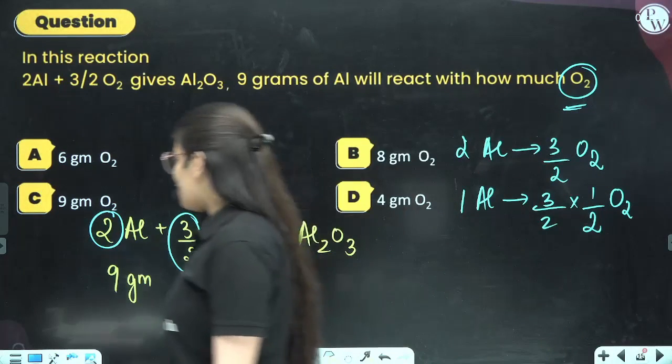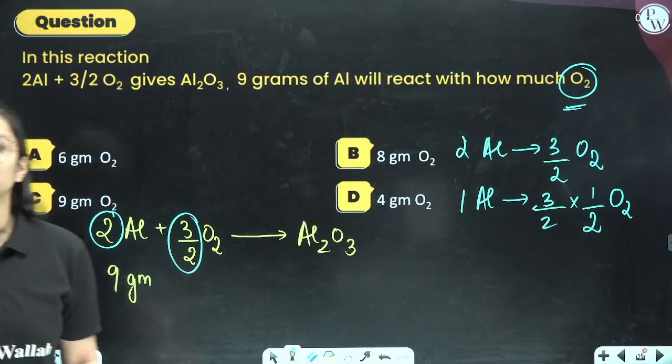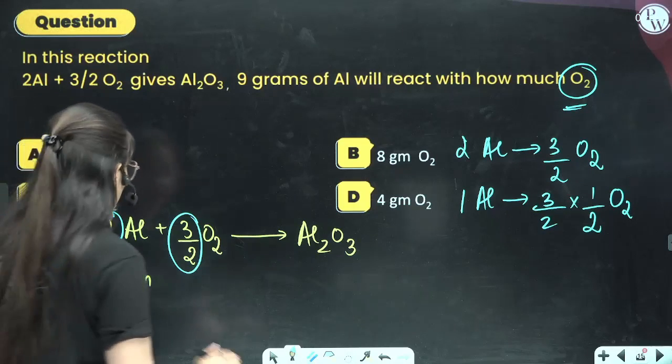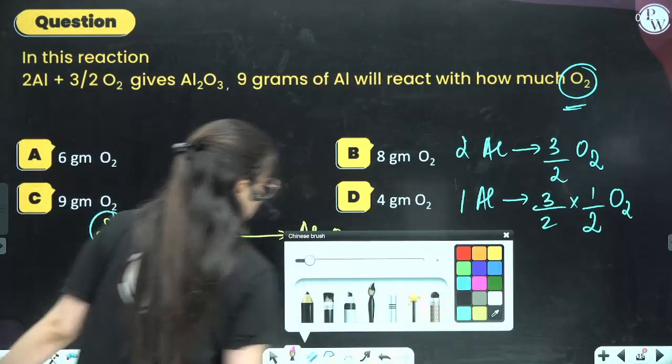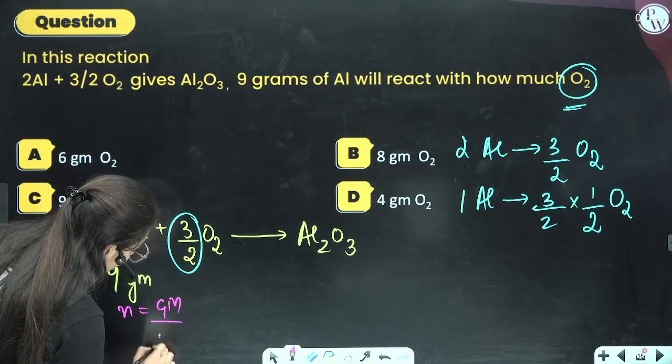Now, they have provided us with the given mass of aluminium. They have given us 9 grams of aluminium. Now, what we can do is calculate the number of moles. The number of moles, students, is given mass upon molecular mass.